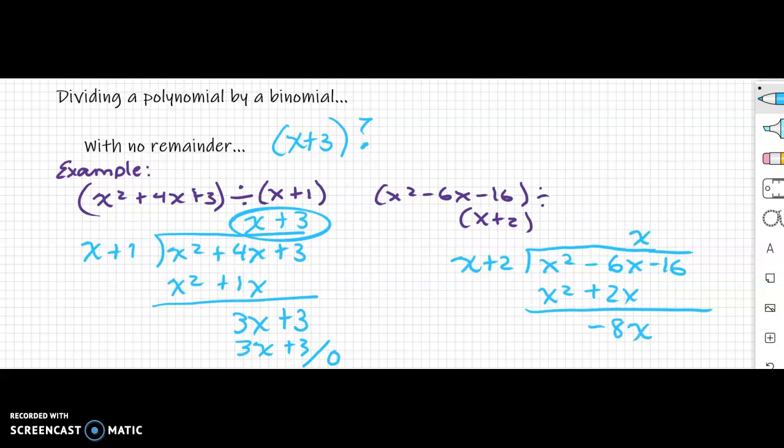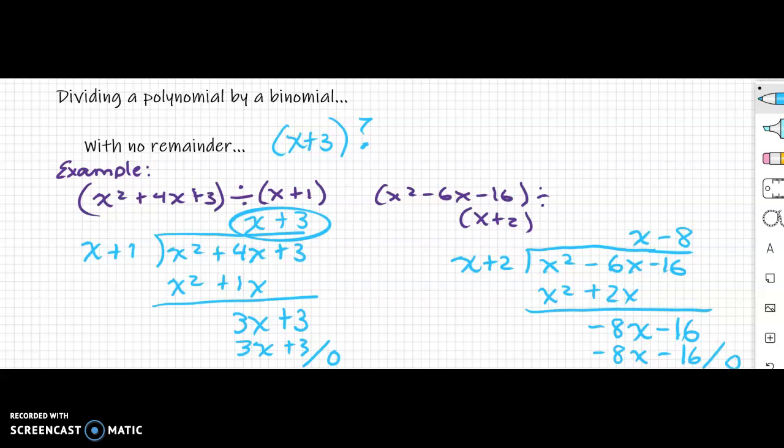So be super careful with those negatives. Then I'm going to bring down. Then I'm going to ask myself, how many times does x go into negative 8x? So that's going to be negative 8. And I'm going to multiply negative 8 times x, and negative 8 times 2. And I'm going to end up with 0 again.